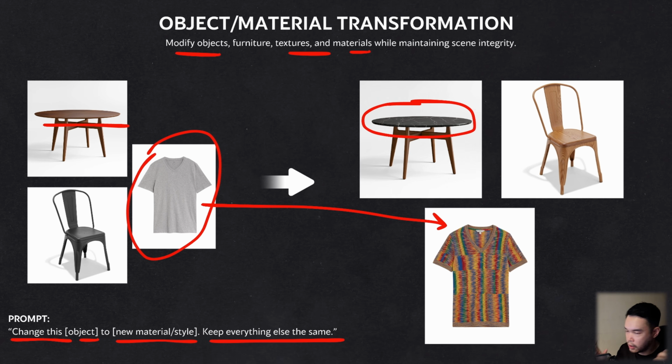So you can just take the photo of the sofa from your living room and then ask Nano Banana to change this to a leather sofa. Then you can already see the aesthetic of it before you make the big purchase.